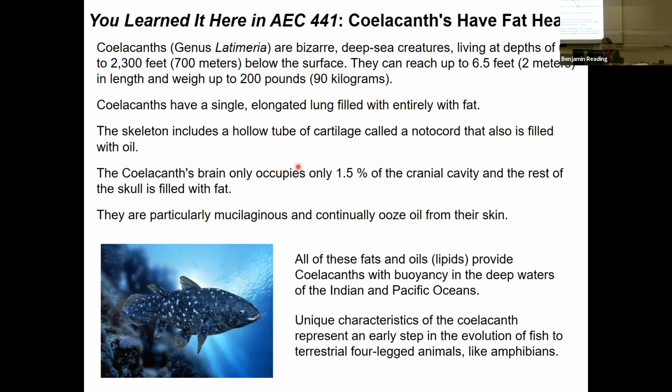The coelacanth's brain occupies 1.5% of the cranial cavity of the skull. And the rest of the skull is filled with fat, hence fat heads. Now, all these fats and oils and lipids provide coelacanths with the buoyancy they need in the deep waters of the Indian Ocean, and in some cases the Western Pacific. So the lipid here in the head and in the swim bladder provide them with buoyancy. And they actually continuously ooze a small amount of oil from their bodies.